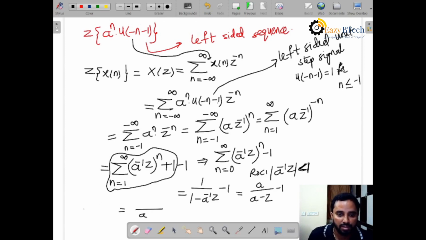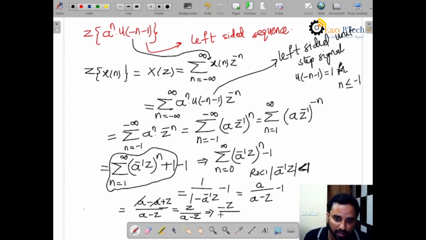LCM is A minus z. So here A minus A plus z. So the result is A gets cancelled: z by A minus z, which we can write as minus z by z minus A. So this is the Z transform of A power n U of minus n minus 1.